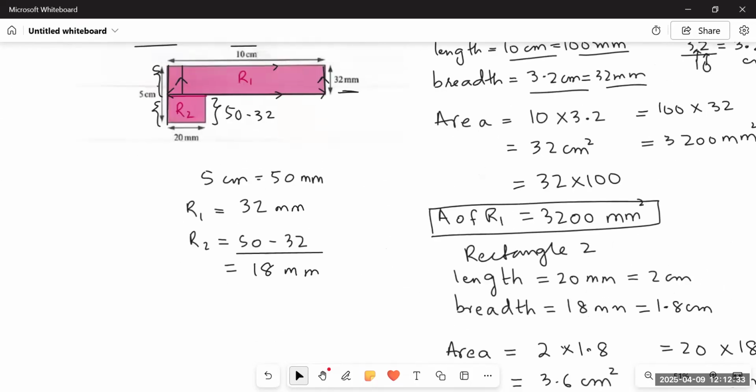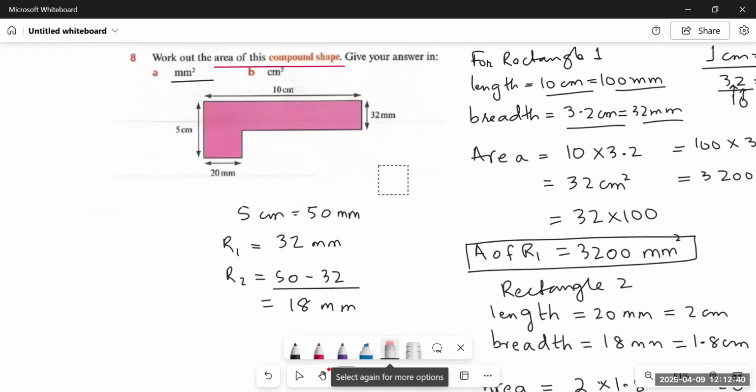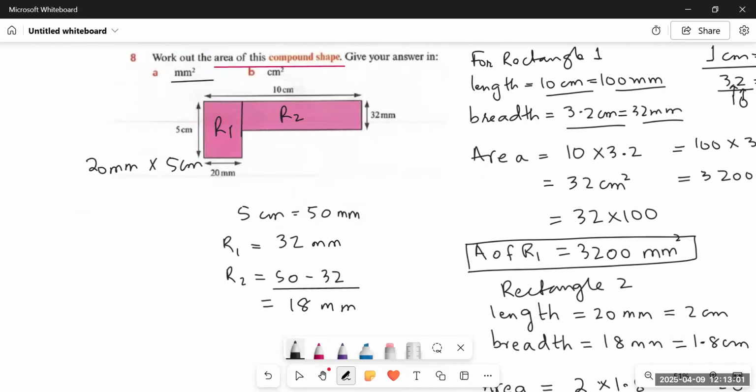This is how we can easily find out the area of this composite figure. Or if you want, you can take the figures like this by making a vertical line over here. By doing this, this will be the R1 and this one will be the R2. The dimensions for R1 would be 20 millimeters by 5 centimeters, or you can say 20 millimeters by 50 millimeters, right?